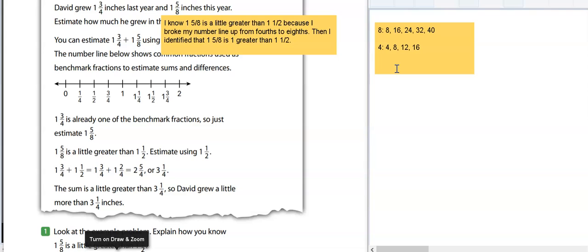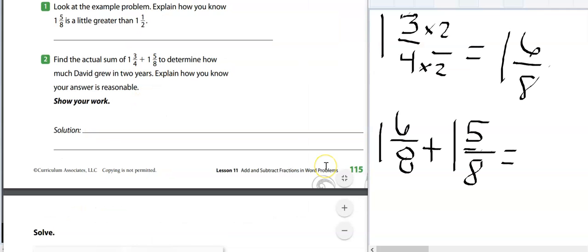So again, we're looking for the lowest multiple of 8 and 4, and it is 8. So now that we know that our denominator needs to be 8, we can go ahead and make them equivalent. Now I see that one of our fractions already has a denominator of 8, so we don't have to do anything to it. But we must make 1 3/4 equivalent. So go ahead and do that now. Alright, so we made our 1 3/4 equivalent.